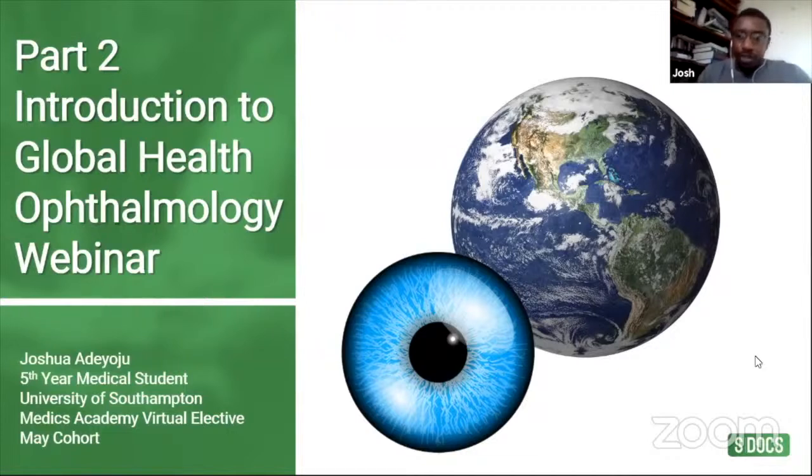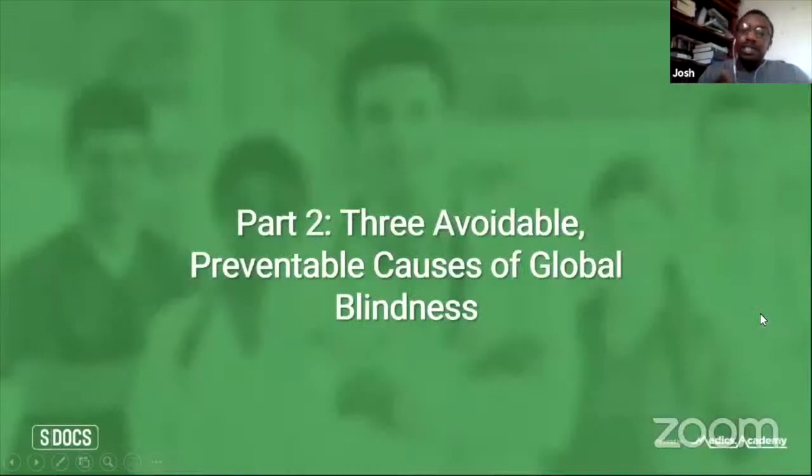And in part 2, we shall discuss 3 avoidable, preventable causes of global blindness. We'll look into these 3 causes in a bit more detail. For those of you that live in the UK or maybe other high-income countries, these are conditions that you may not have come across before, but they are important to know about in a general sense, not for medical school exams, but more just for general knowledge. I think they're really massive diseases, and yeah, I think we'll just crack on and get straight into it.